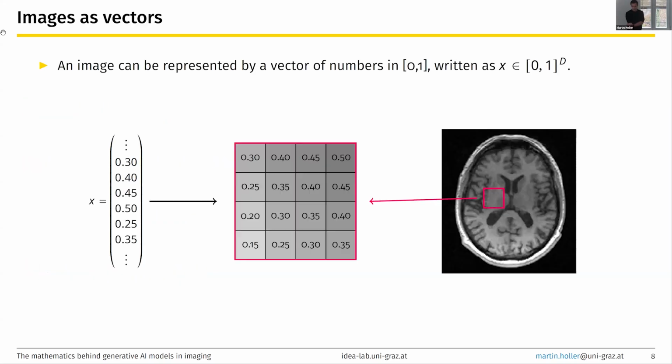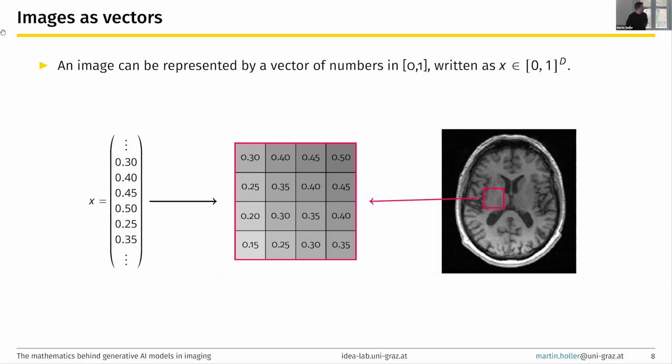Okay, so let's first look at the distribution of images. And as I said, I'm going to try to start very basic. If you look at an image, for instance, this MR image here on the right, and you zoom in very closely, you will see the pixels of the image, right? And the pixels are the way the computer stores these images.